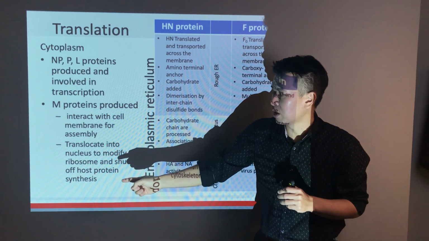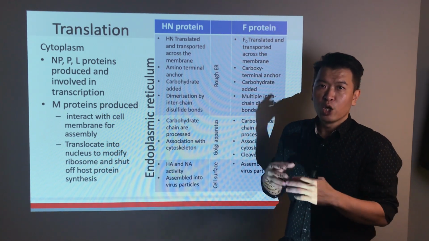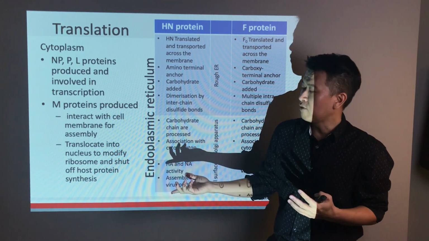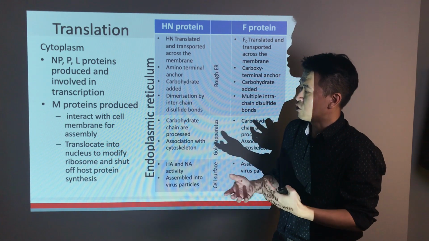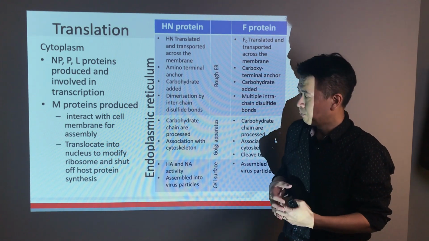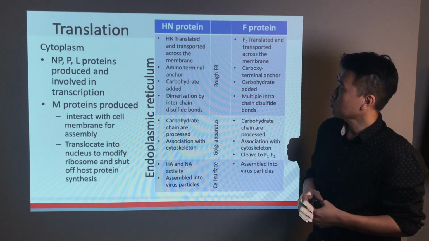Why? This is to modify the ribosome and shut off host synthesis. The virus NDV also takes over the transcription process or translation machinery in the host cell by translocating into the nucleus.